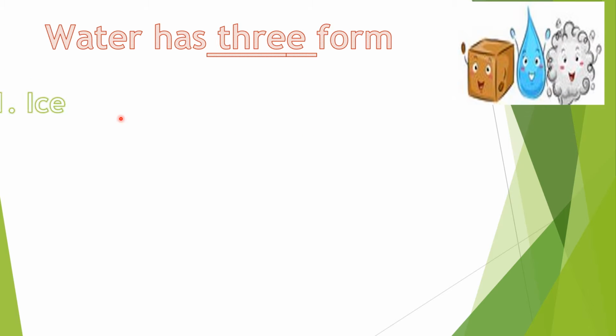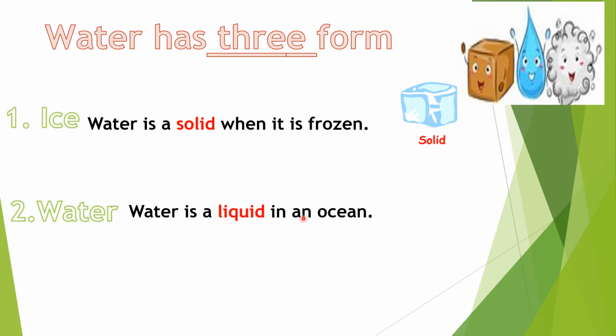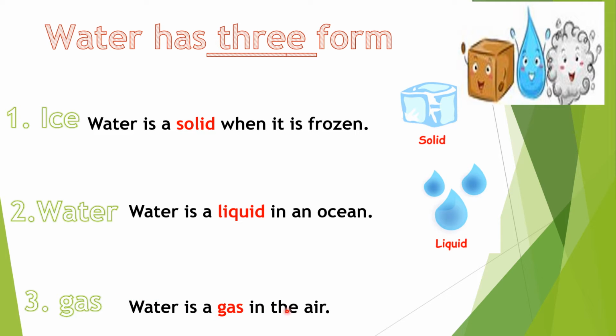Water has three forms: ice. Water is a solid when it is frozen. Water is a liquid in an ocean. Water is a gas in the air. So we have three states or three forms of water: solid, liquid, and gas. Solid as ice, liquid as water, and gas in the air.